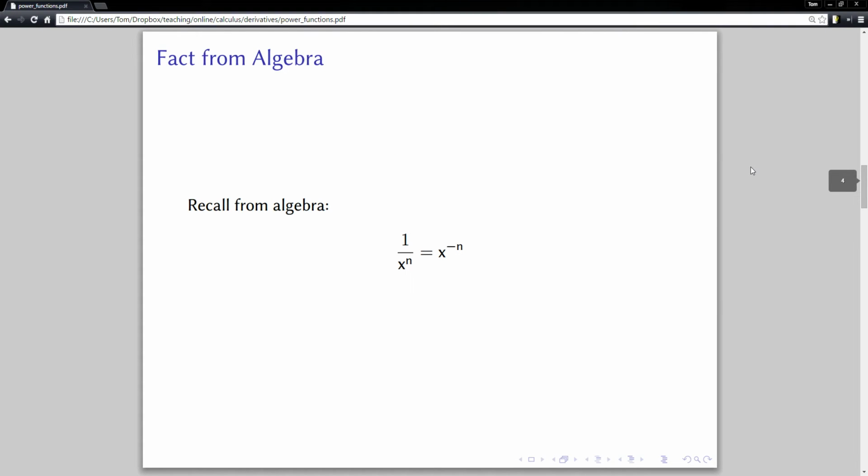So first, let's recall just a basic fact from algebra. If I have 1 over x to the n, so this kind of looks like 1 over a power function, that can be rewritten as x to the minus n power. So if I have a function that looks like this over on the left side, I can rewrite it in terms of x to some negative number here if n is positive. So let's look at some examples of that.